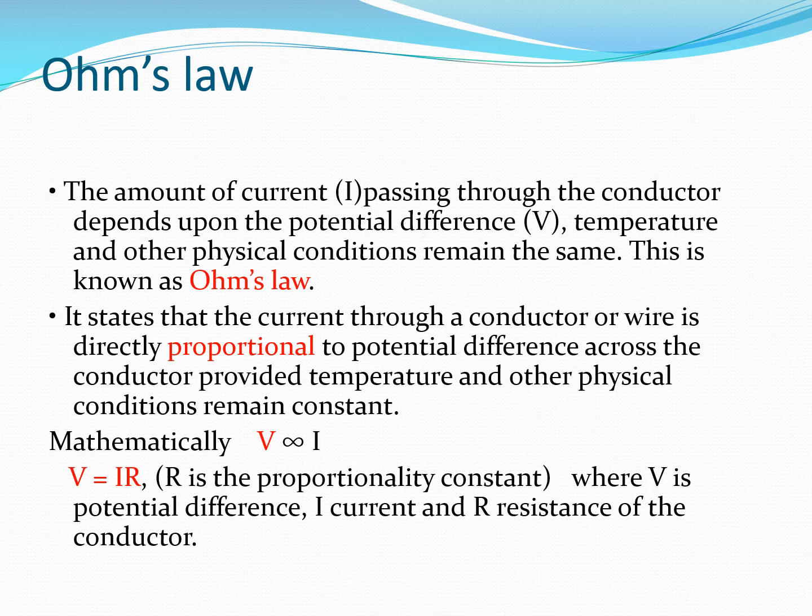Mathematically, what can we write? V, the potential difference, is directly proportional to the current. If you want to remove the proportionality sign and convert it into an equation, you can write V is equal to I into R, where R is the proportionality constant, and we call it the resistance of the conductor.